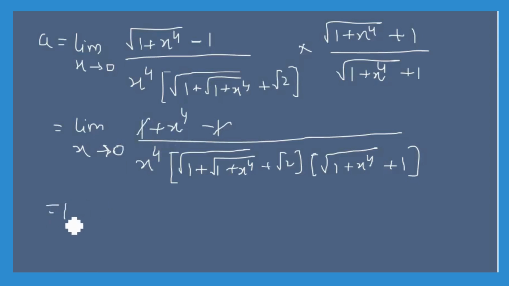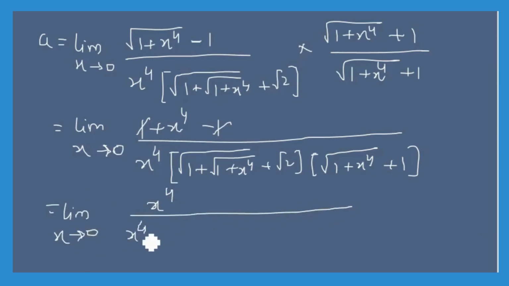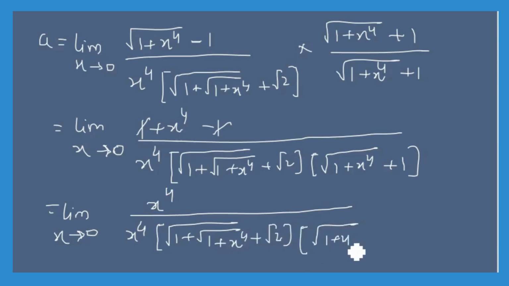So we are left with limit x tends to 0 of x to the power 4 in the numerator, and in the denominator we have x to the power 4 into the bracket 1 plus under root 1 plus x to the power 4 plus root 2, and in the other bracket under root 1 plus x to the power 4 plus 1 plus 1. So this x to the power 4 and this x to the power 4 get cancelled.